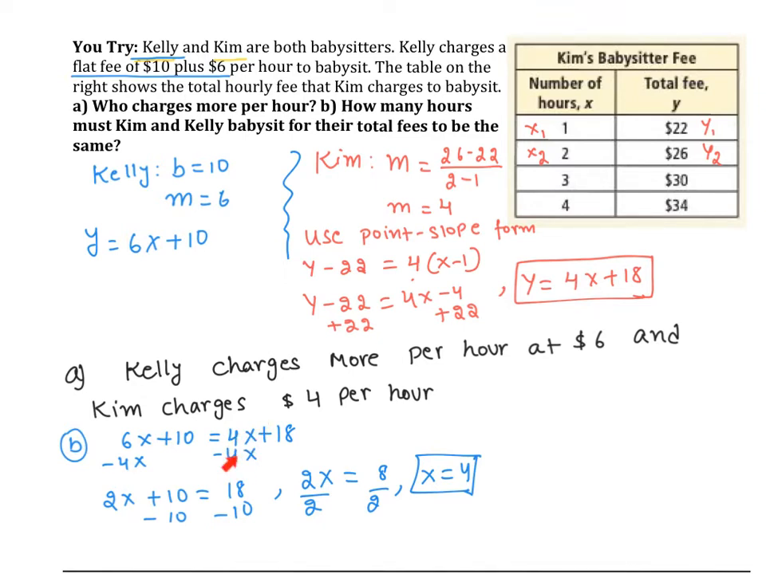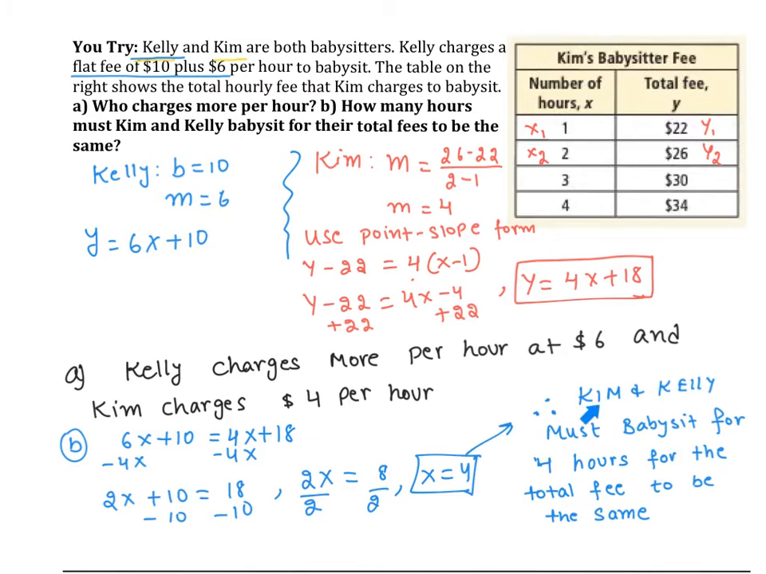This 4 and 4 cancel. You get 6x minus 4x, that's 2x, plus 10 equals 18. Now you subtract 10 on both sides. This 10 and 10 cancel. You get 2x equals 8. To get x by itself, you divide by 2 on both sides. So 2 and 2 cancel. x equals 4 because 8 divided by 2 is 4. Therefore, Kim and Kelly must babysit for 4 hours for the total fee to be the same.